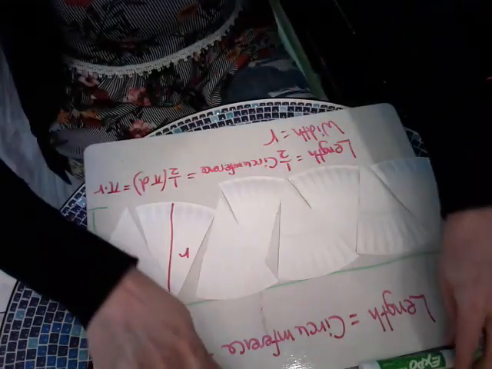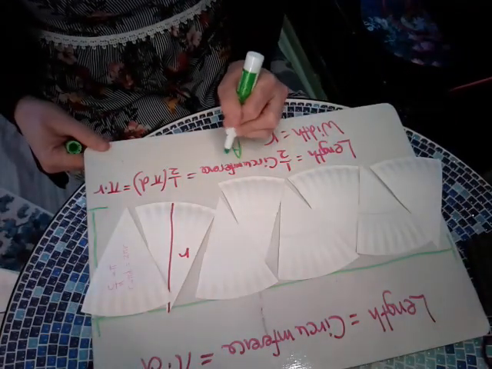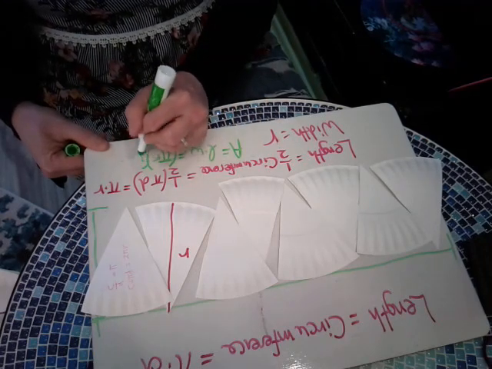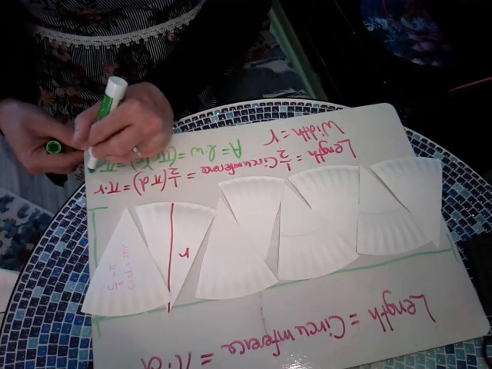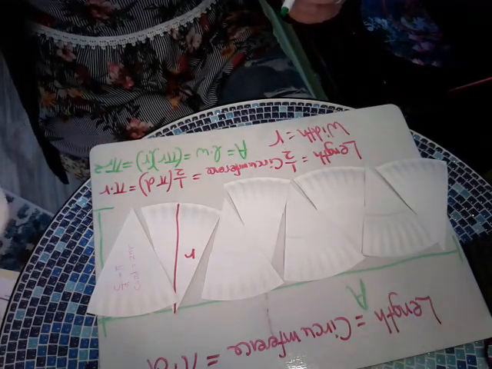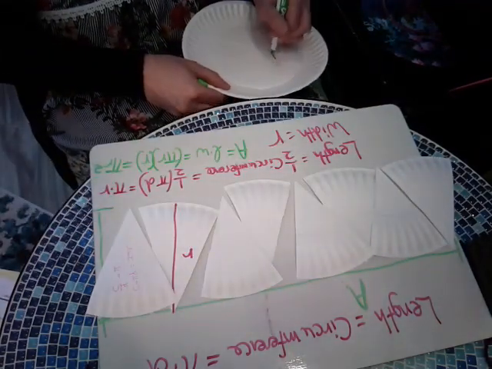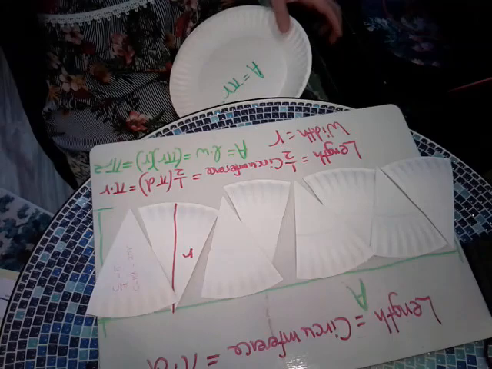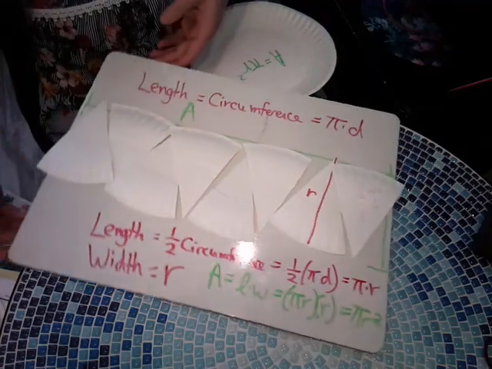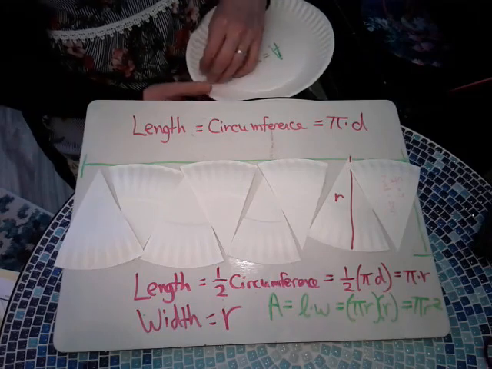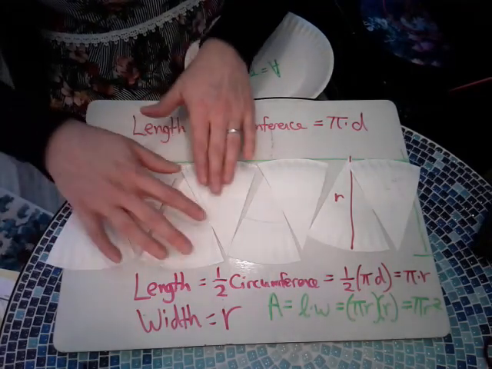So the last thing, area is length times width, which is going to be pi r times r, which is pi r squared. So the area of a paper plate is pi r squared, always. So let me turn that over so you can see that, and compare it.